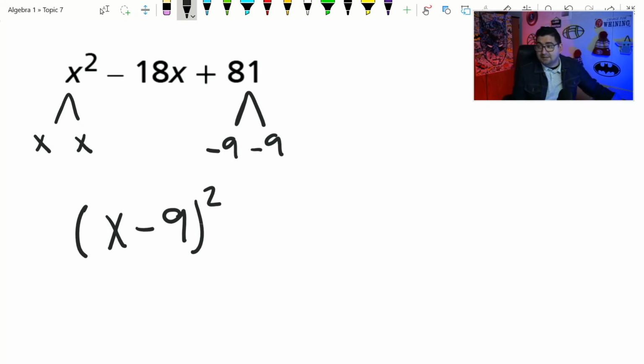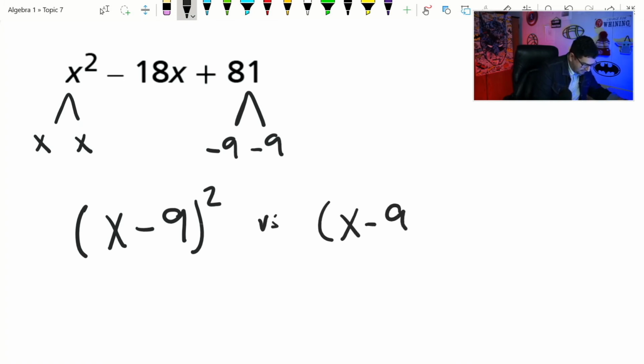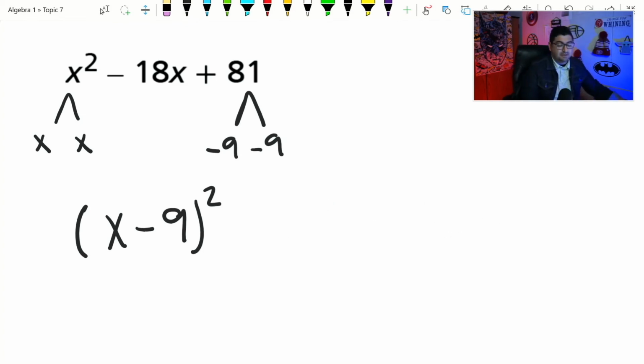And again, if you catch this, you'll be able to factor it a little bit faster. Just make sure you're always writing your answer in the simplest form, x minus 9 in parentheses squared, versus x minus 9 times x minus 9. Some of you might get it wrong, so make sure you are squaring that.